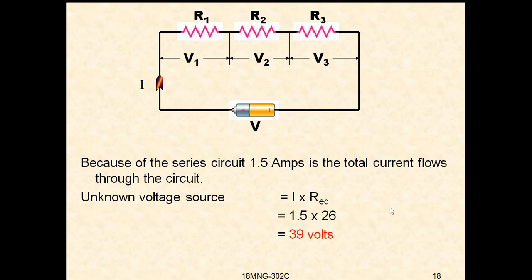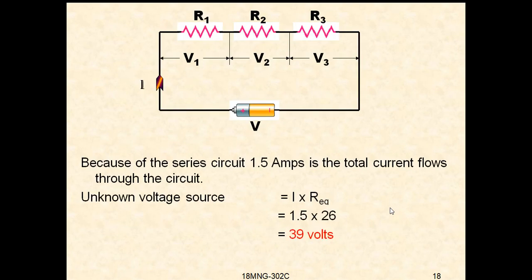So the total voltage V is equal to I into R equivalent. We got the I value as 1.5 and R equivalent value as 26. So if we multiply that, we get the total voltage as 39 volts.